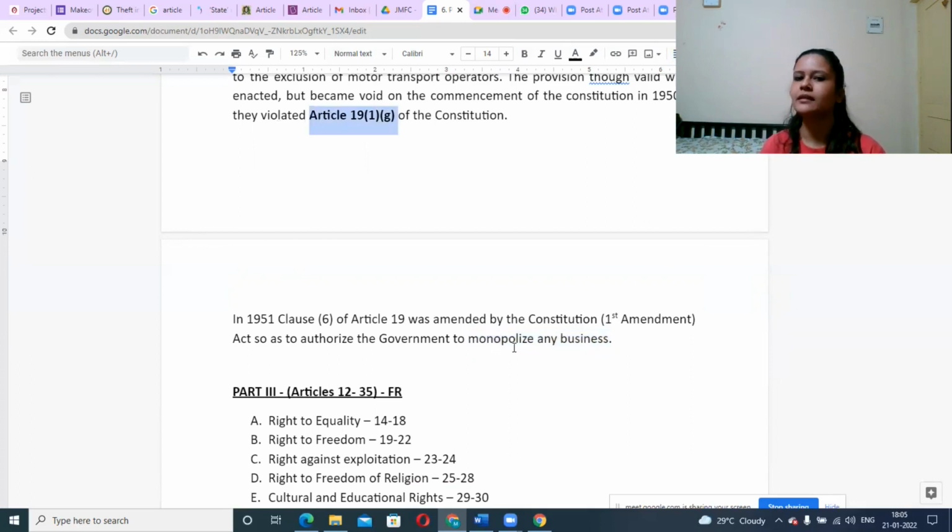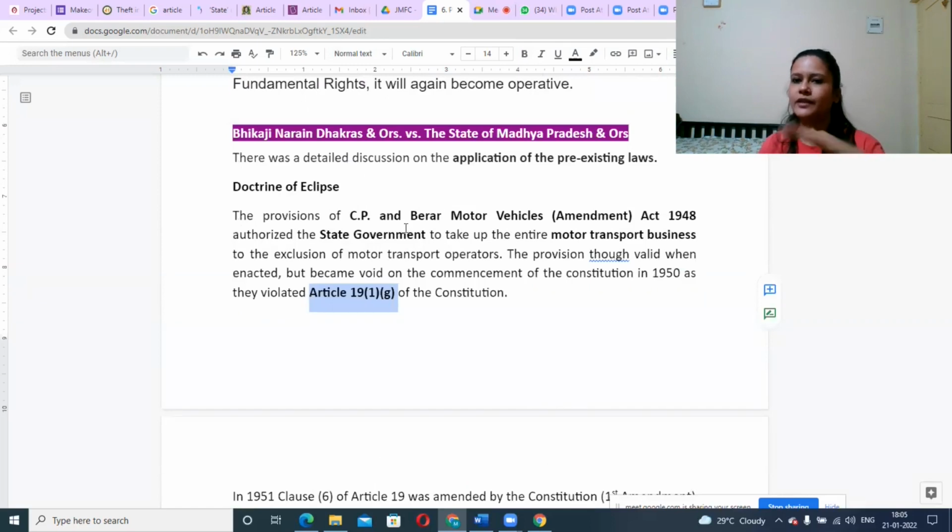Okay, so that means in a way, we again went back to the same provision. That means the CP Berar Motor Vehicles Act is no more unconstitutional, because the provision in the Constitution itself was changed, altered, right? So again, this provision became applicable, wherein government had the right to take up this entire motor transport business to the exclusion of motor transport operators, right?